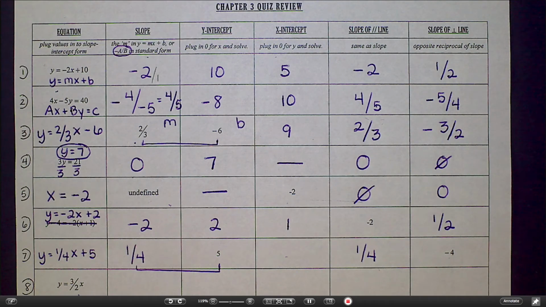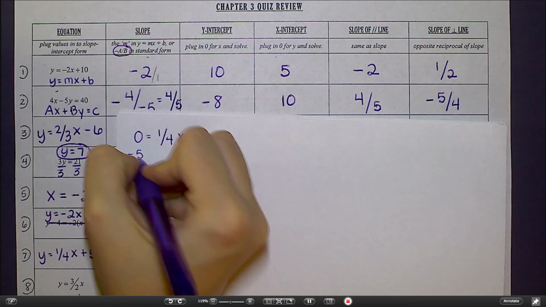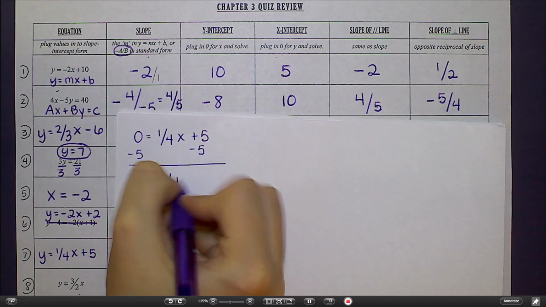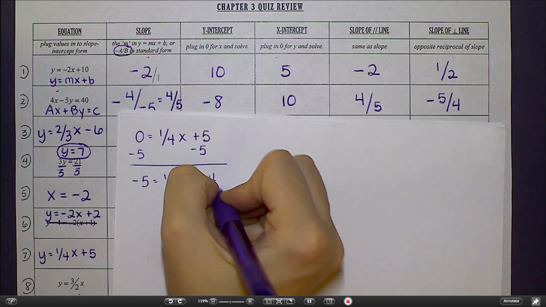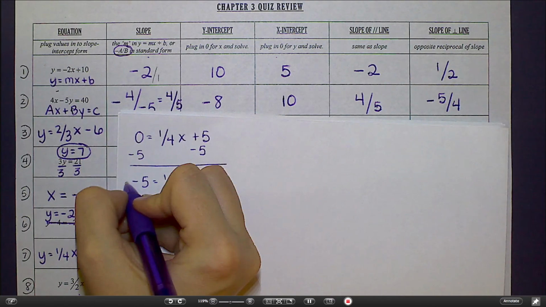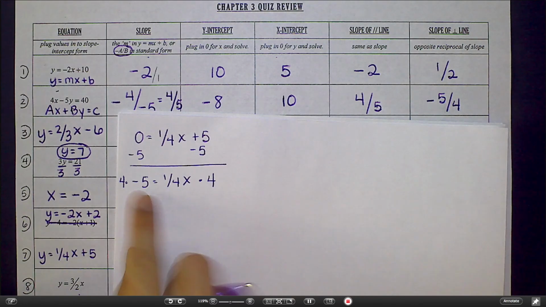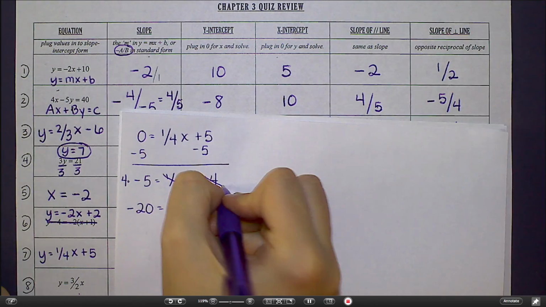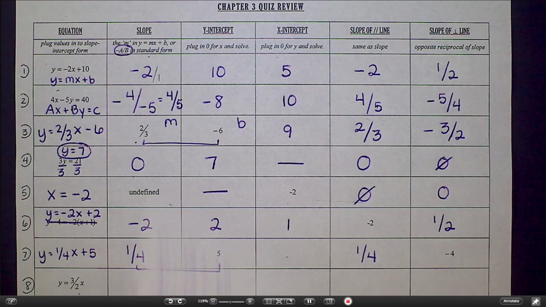Excuse me while I find some blank space on this paper. I'm going to take that equation that I just came up with and put a 0 in place of y. So negative 5 equals 1/4 x. Now what I would do is multiply by the reciprocal, which is 4 over 1, or you could just do 4, because 4 over 1 is the same as 4. This is going to give me negative 20 equals, these cancel, so negative 20 equals x. That means my x-intercept of this line is negative 20.